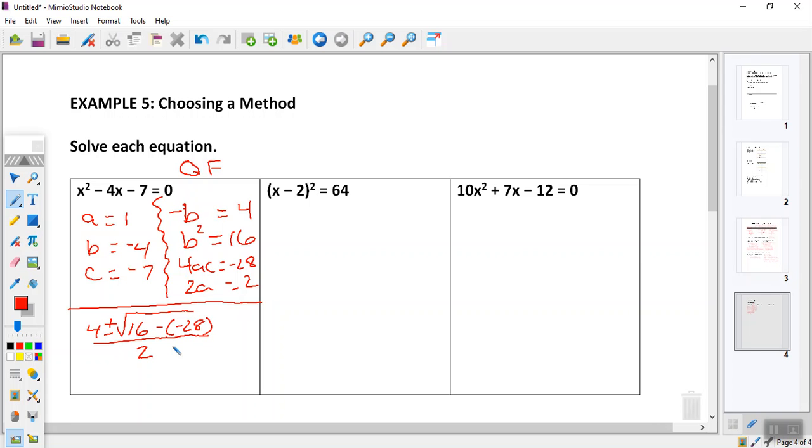No, and as 44 is not a perfect square, we're going to have something that's irrational. How many places did we decide on yesterday when we did roots of numbers that weren't perfect? Okay, so square root of 44, what do you guys come up with? 6 point something. So this becomes 4 plus or minus 6.63 divided by 2. All right, let me make some room in here so I can finish this up.